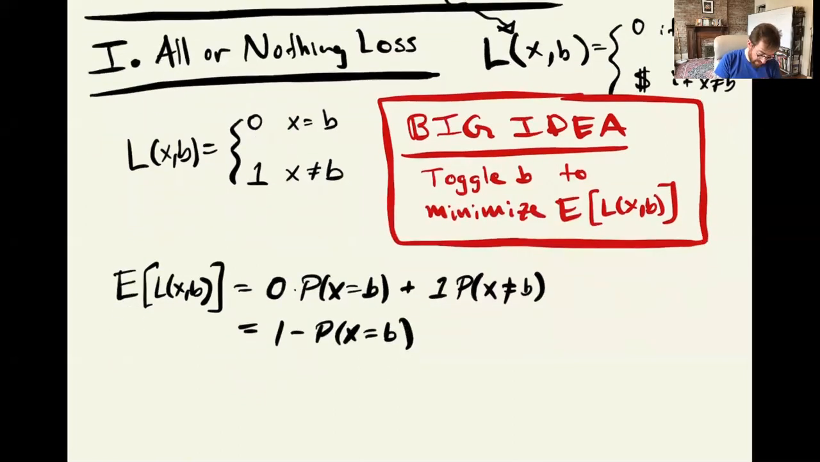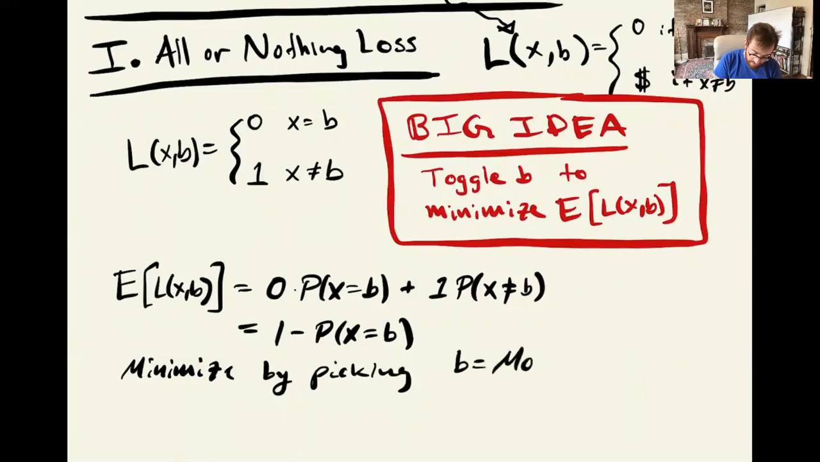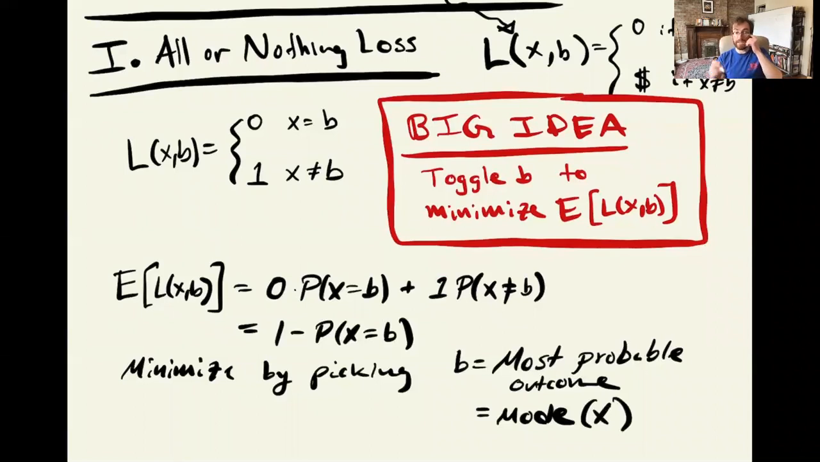So how do we minimize? Well, we can minimize by picking B to be the mode, which is also the most probable outcome. That's going to have the effect of maximizing this. And again, it's something that has to be less than or equal to 1. So if I maximize this, I end up minimizing this difference. So under this penalty function, choosing B to be the mode of X is the optimal strategy.